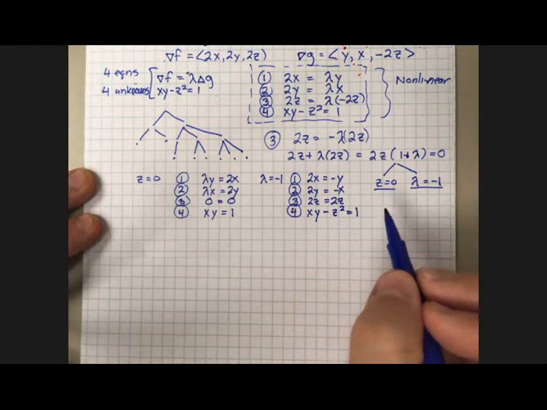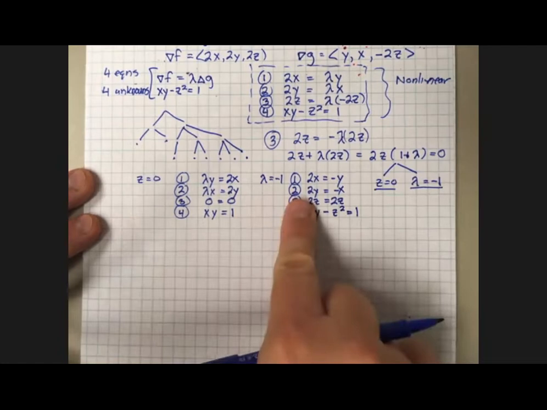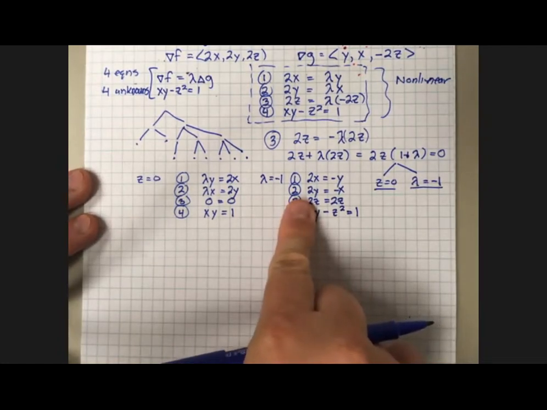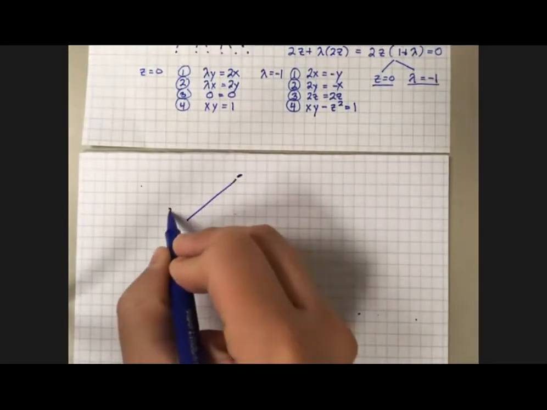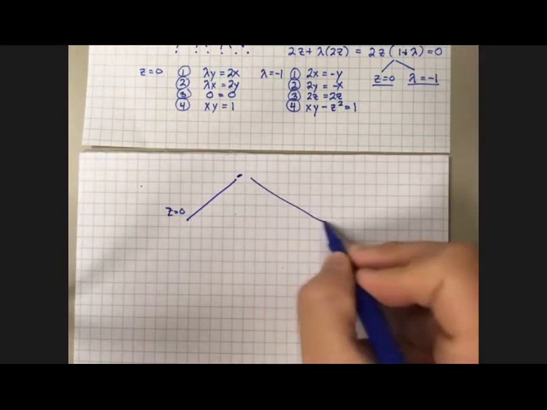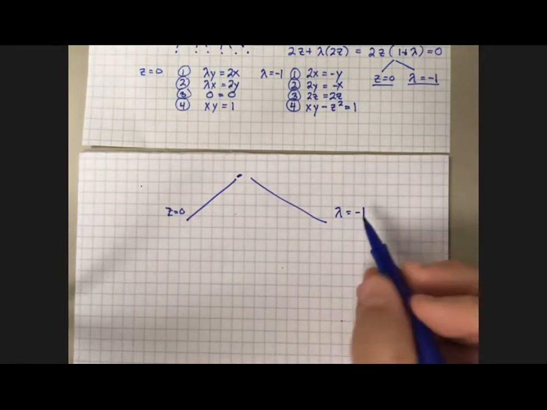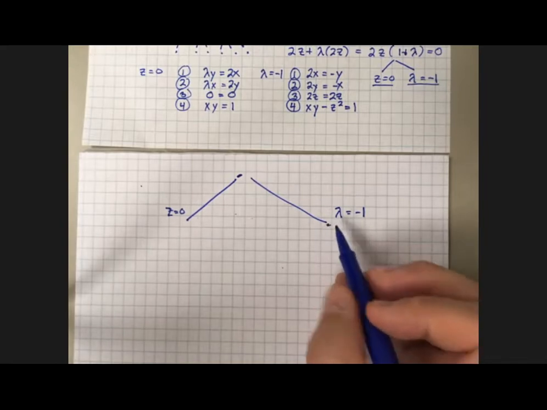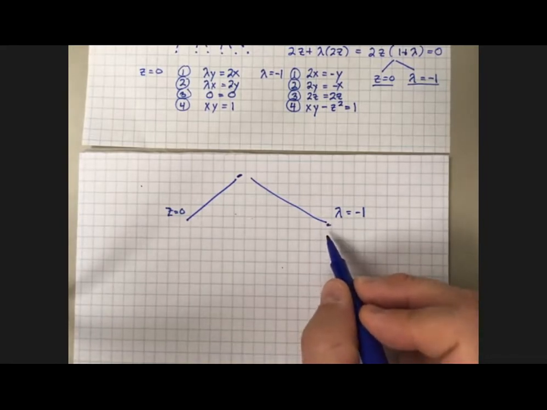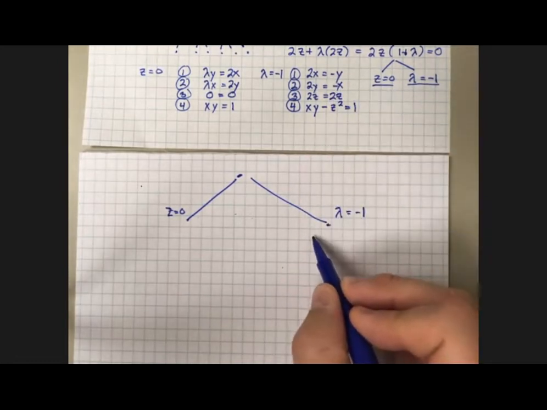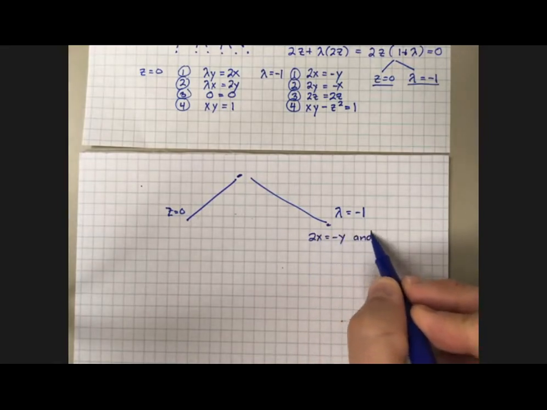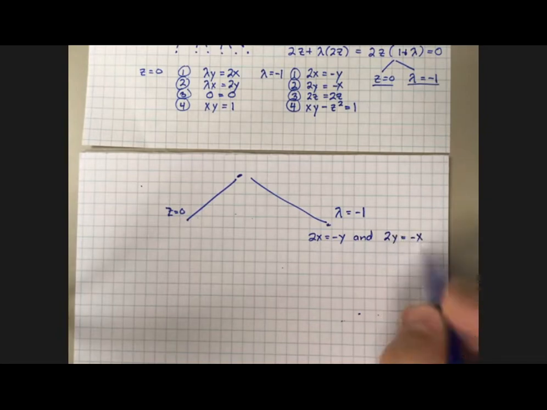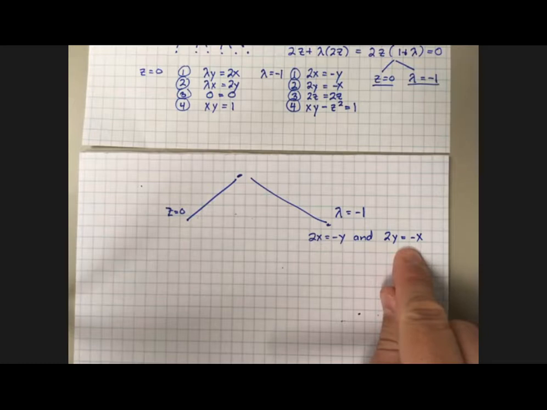So I'm going to have to pick this up and move on to the next piece of paper, but I just want to show you how I'm looking at these two systems. You can approach whichever one you want to first, but I'm just going to think about this graphically. Over here, I'm looking at z equals 0. Over here, I'm looking at lambda equals minus 1. And I'm going to look down this branch first, because for equations 1 and 2, if 2x equals minus y and 2y equals minus x, I can solve these two equations, two unknowns by substitution.